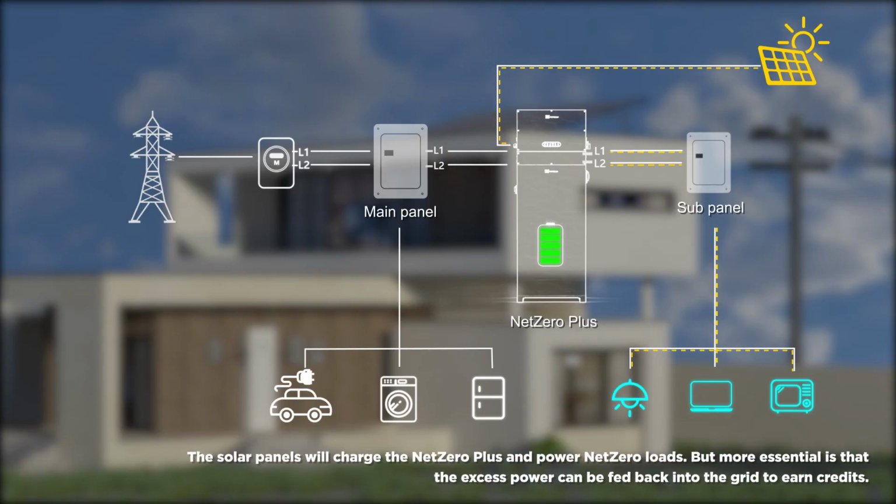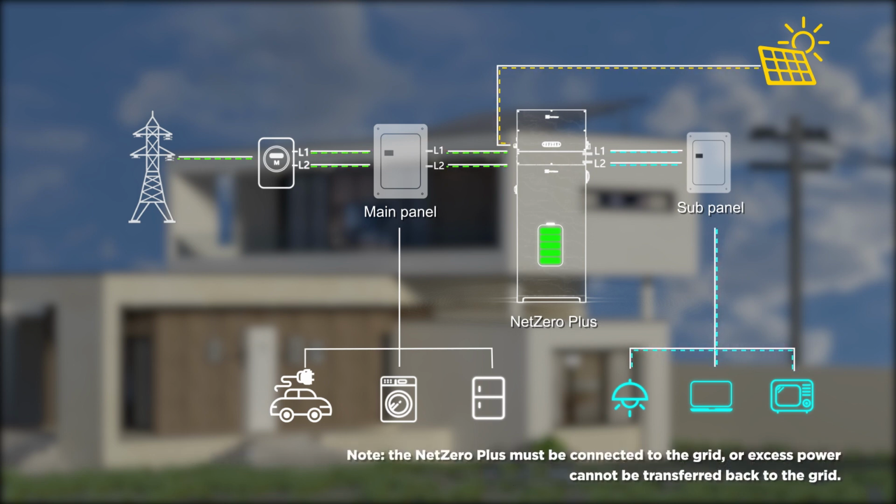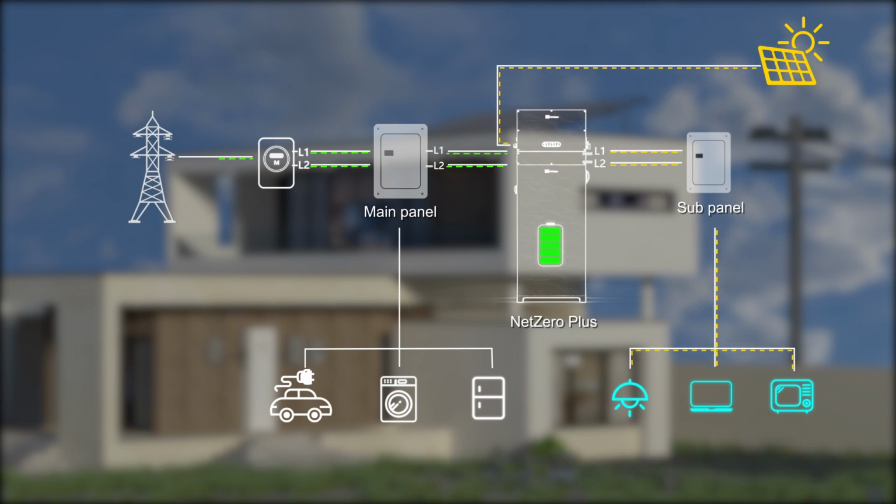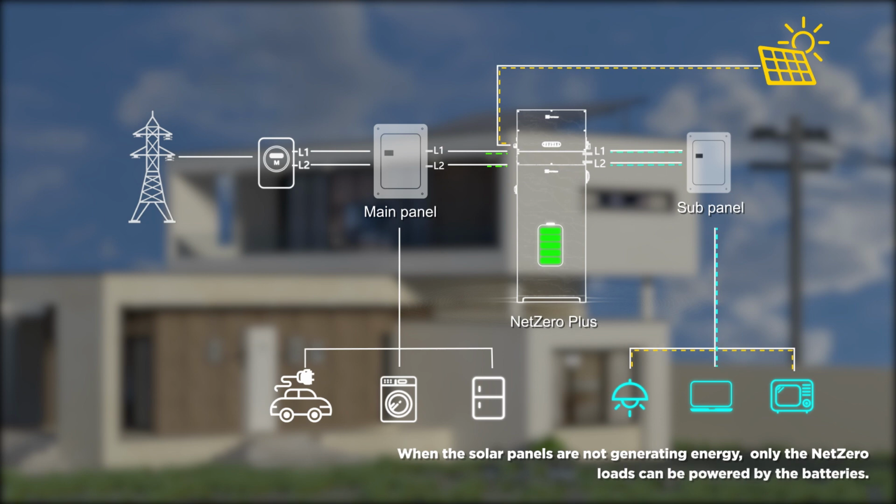The solar panels will charge the NetZero Plus and power NetZero loads. But more essential is that the excess power can be fed back into the grid to earn credits. Note: the NetZero Plus must be connected to the grid, or excess power cannot be transferred back to the grid. When the solar panels are not generating energy, only the NetZero loads can be powered by the batteries.